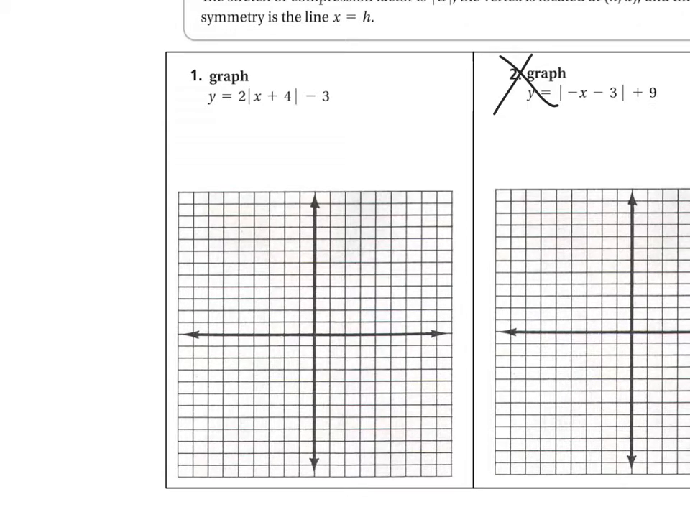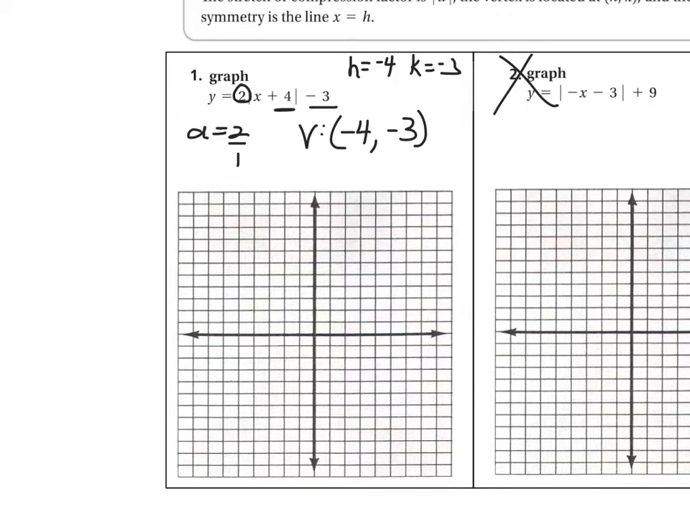All right. So in this one here, again, my vertex is the opposite of h, which is the opposite of this number right here, so that's going to be negative 4, and the k value is right there, which is negative 3. So that tells me that I'm going to have an h value of negative 4, a k value of negative 3, and my a is 2, or 2 over 1. You'll see why I go over 1 here in just a second.